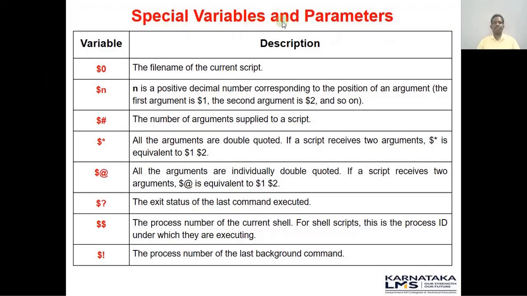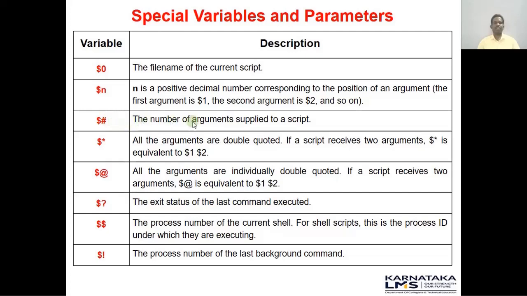Next, special variables and parameters. UNIX-Shell Programming has special variables. Let us discuss some important special variables. $0 represents the file name of the current script. $n, where n is a positive decimal number, corresponds to the position of the argument. The first argument is $1, the second argument is $2, and so on.